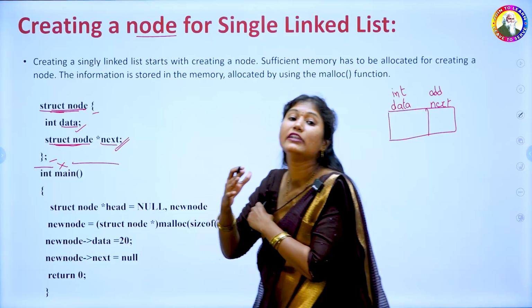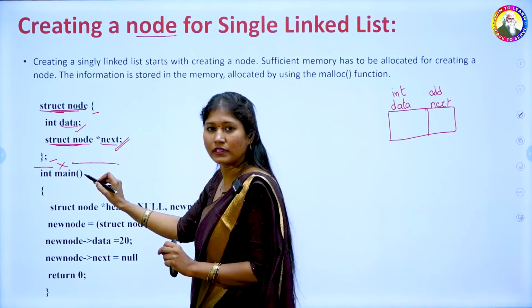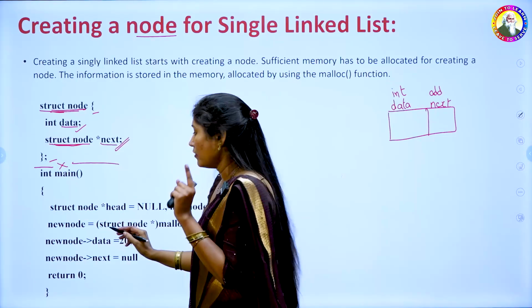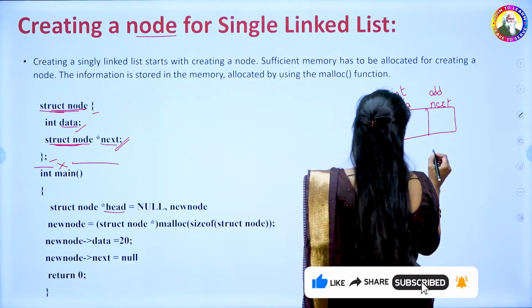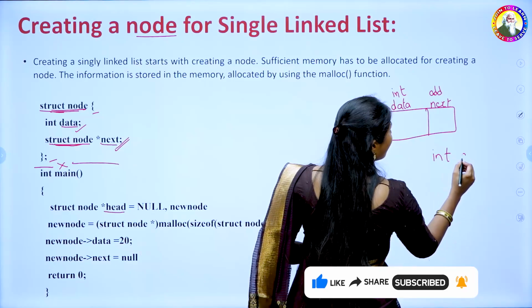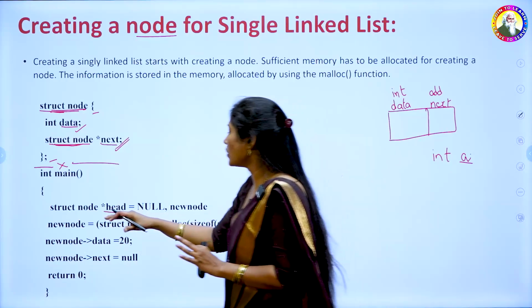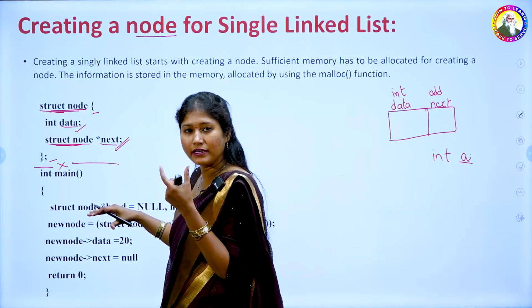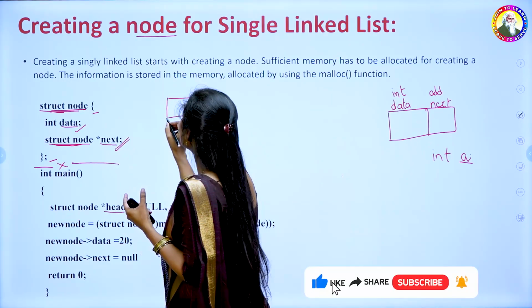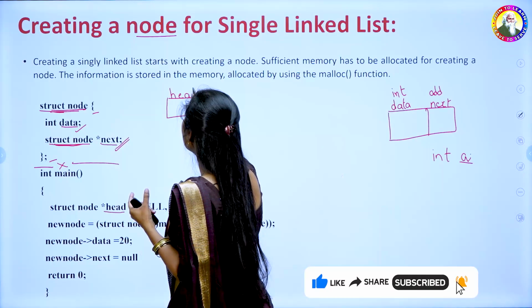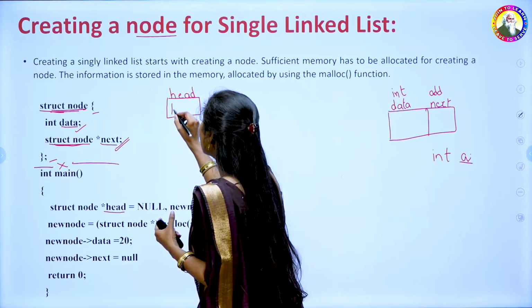Now what is our task? I need to create a node in the main program. In the main program, struct node pointer head. Now see, usually in int main, if I say int a, what happens? 4 bytes will be allocated. In the same way, now what we are doing? I am taking one more pointer, that is struct node pointer head. So one pointer is going to be allocated, and the name of this pointer is head. Pointer is head, and initially it will be null.